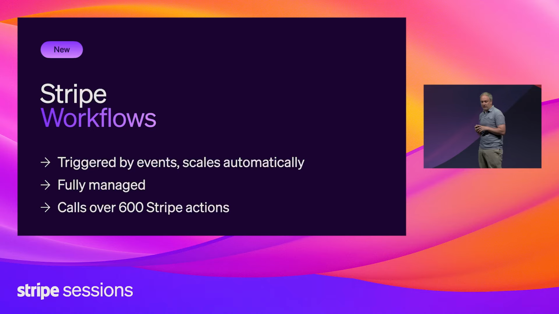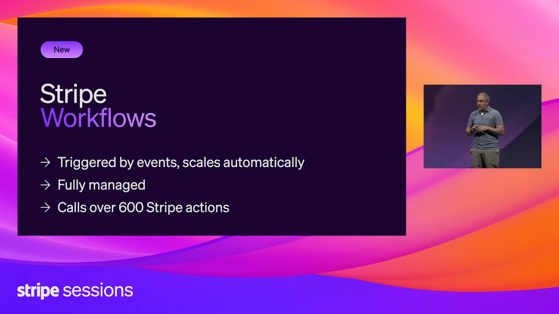It's called Stripe Workflows. Now, Stripe Workflows allows you to chain together a series of Stripe API actions, and they can run in response to events. It scales automatically, so it's a fully managed service. There's nothing to provision, nothing to patch. There's no code to write, and it allows you to call over 600 of the Stripe actions.